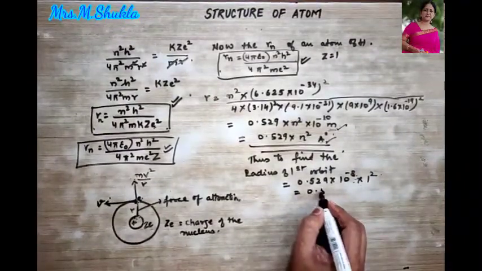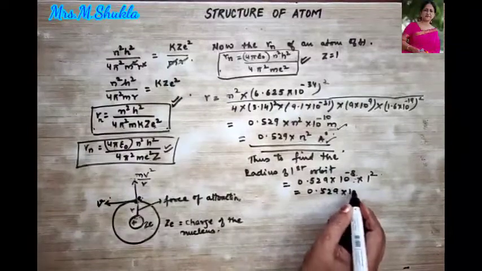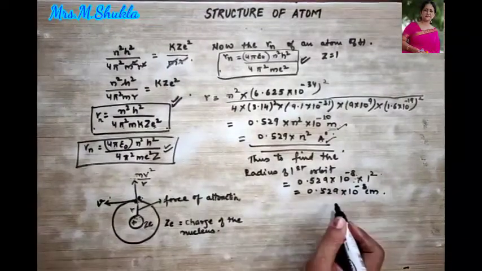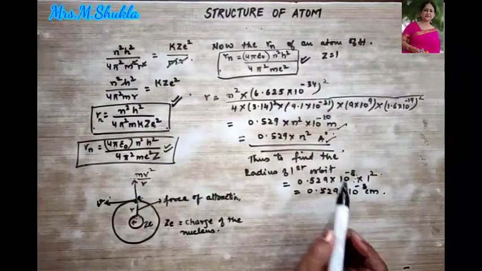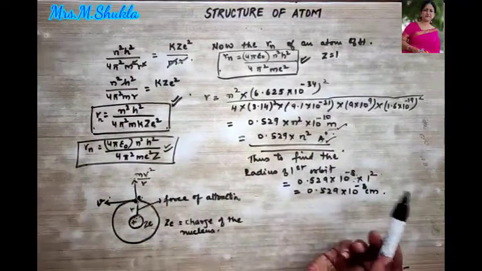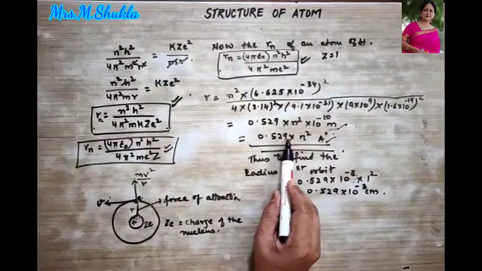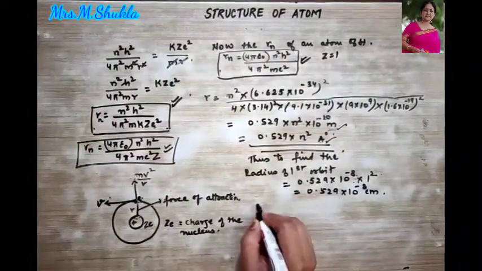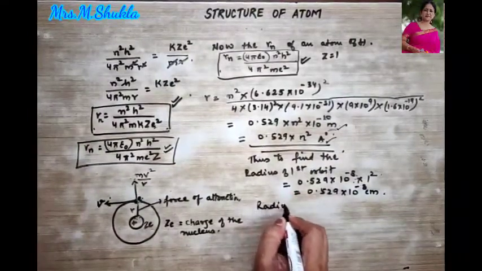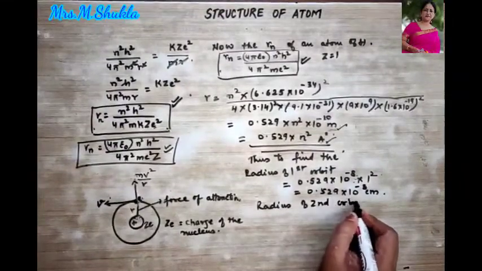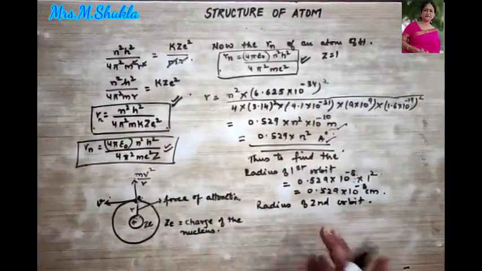So what will be the radius of the first orbit? It is always 0.529 into 10 to the power minus 8 centimeters, or 0.529 into 10 to the power minus 10 meters, or 0.529 Angstrom. I hope this point is very clear. Now let us see the radius of the second orbit. I hope you are trying to follow this.